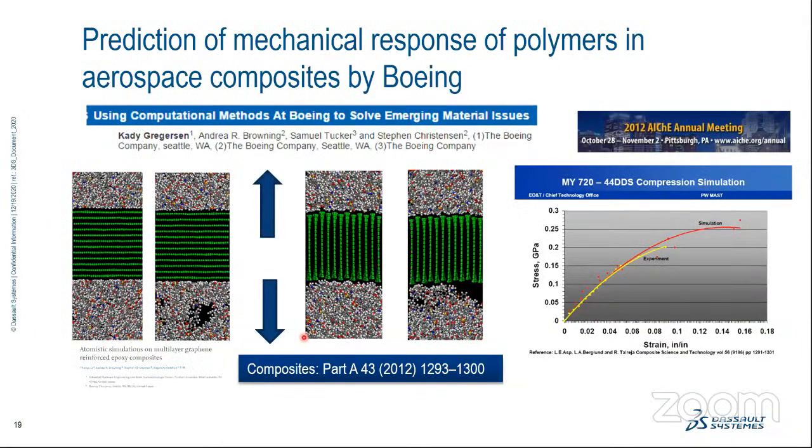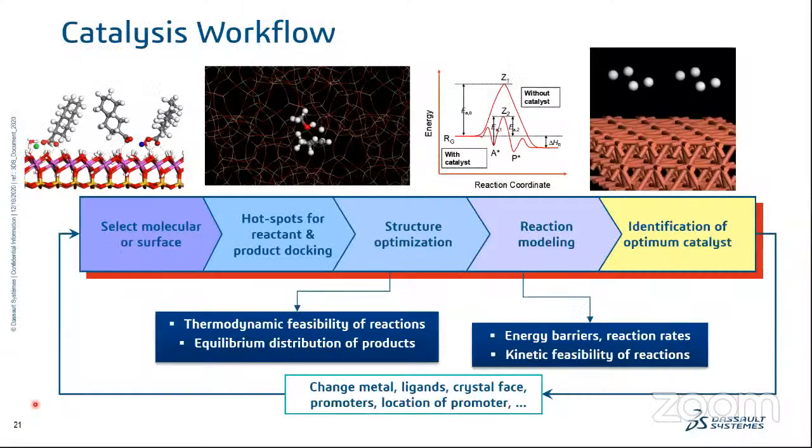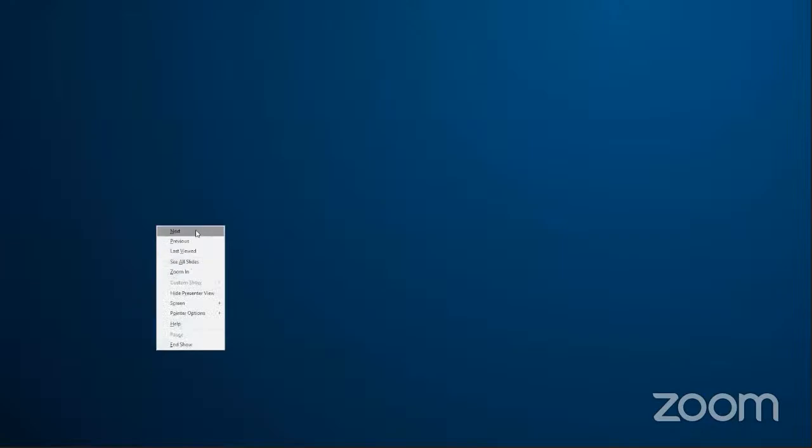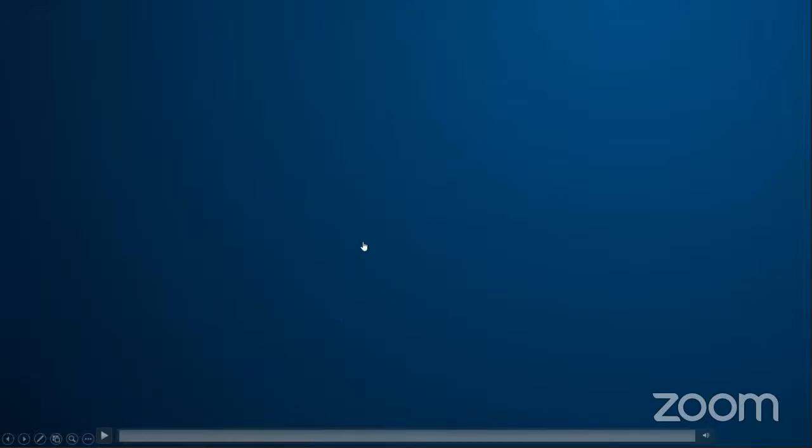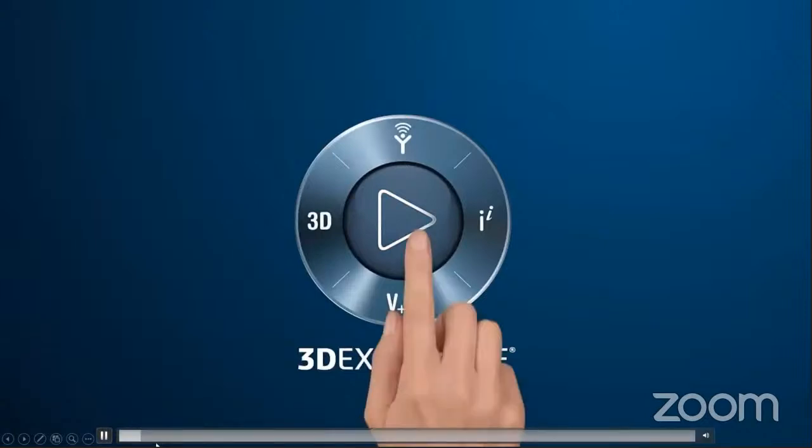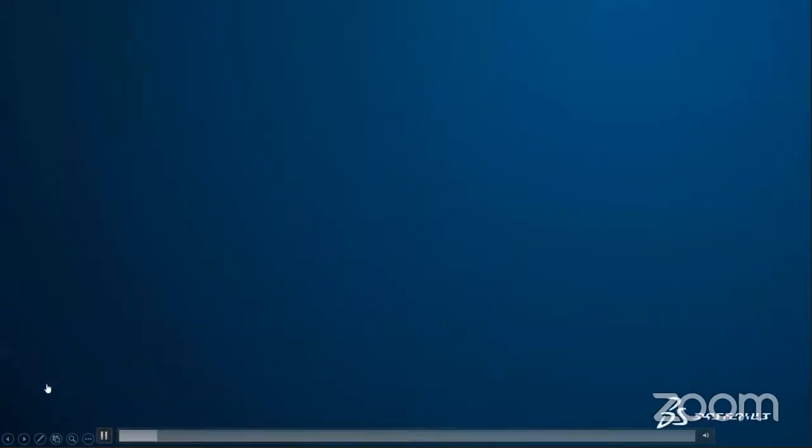I'm going to skip this example from Boeing on how they used Material Studio to come up with and design epoxy materials. If you have questions, you can write to me. So I'm going to play a quick video. I hope you can see it.